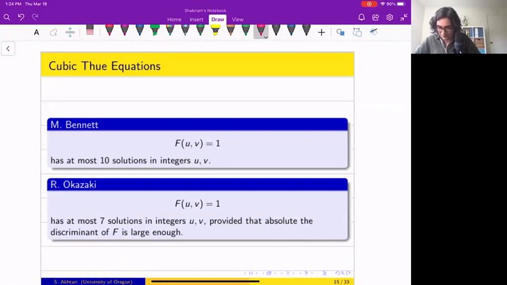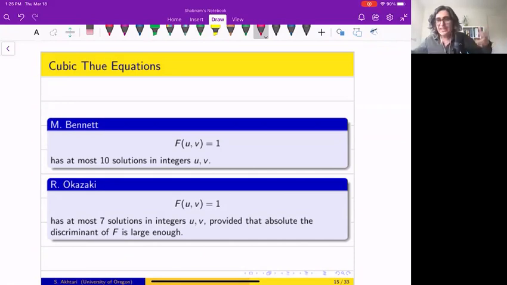So Mike proved that if you have a cubic two-way equation and it's equal to one, then it has at most 10 solutions in integers u and v. And there are some results that give you better bounds. For example, one of them I wrote here, due to Okazaki, who proved that there are at most 7 solutions, but to have Okazaki's result, you have to assume that your discriminant is very large.